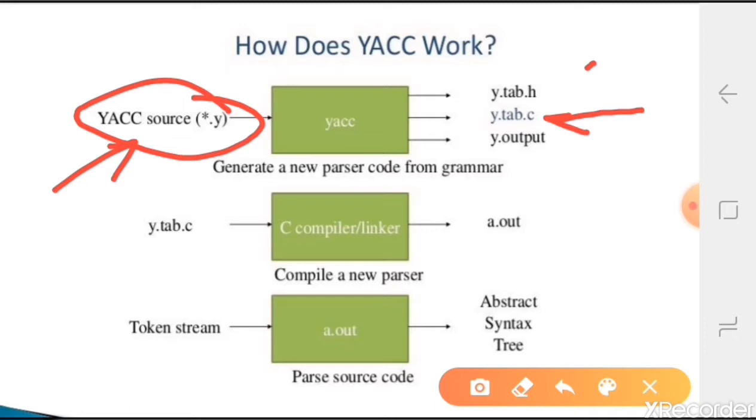Okay, then it will create one more file, that is y.output. After the parser, we have to send whatever code is there to the next phase of the compiler, that is, the syntax analysis. So there, the syntax analysis will take the parse tree.